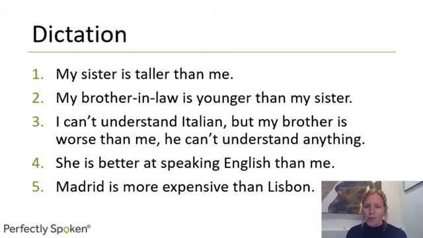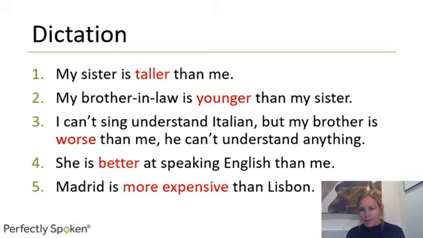Now, I want to talk a little bit about number 4. We've got she is better at speaking. Why? Why speaking? Do you remember? Yes, it's because the verb is after a preposition. So we have the ing form. Okay? Very good.